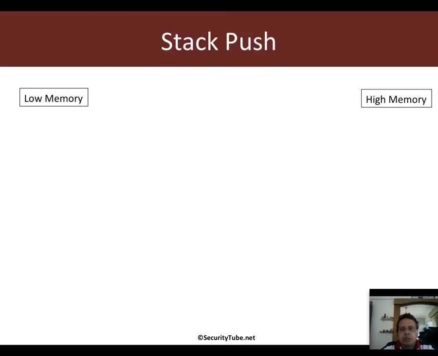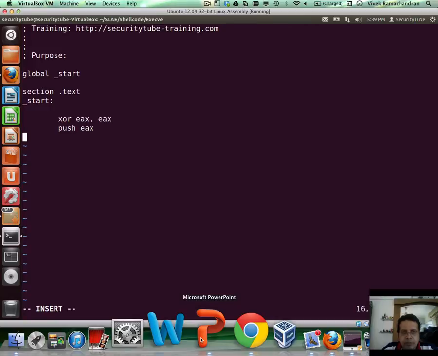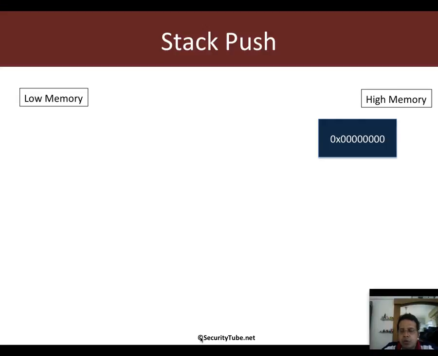Okay. So the stack, as we know, grows from high memory to low memory. The first thing we are going to push on the stack is a DWORD, which is just nulls. Now let me write the code as we go ahead and do this. In order to do that, there are multiple ways, I could just XOR EAX, EAX, and push EAX onto the stack. Fantastic. Let's go back.